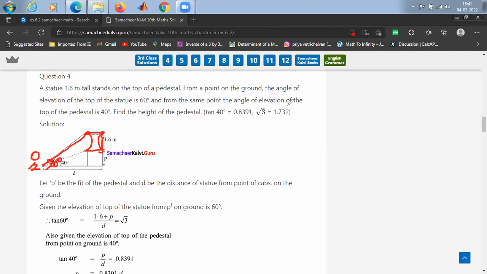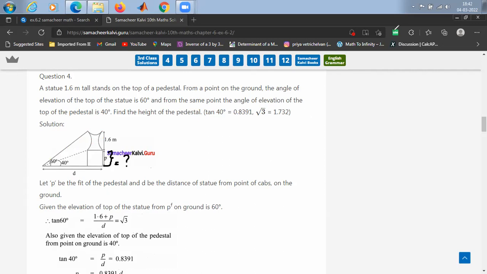From the same point, the angle of elevation of the top of the pedestal is 40 degree. So top of the pedestal means you're looking at the bottom of the statue. Okay, so which means you're looking at this point, or else you can say the same, you're just looking at the top of the pedestal with angle of elevation 40 degree. I hope the diagram is clear. So now they're asking about the height of the pedestal. They're asking about this height.